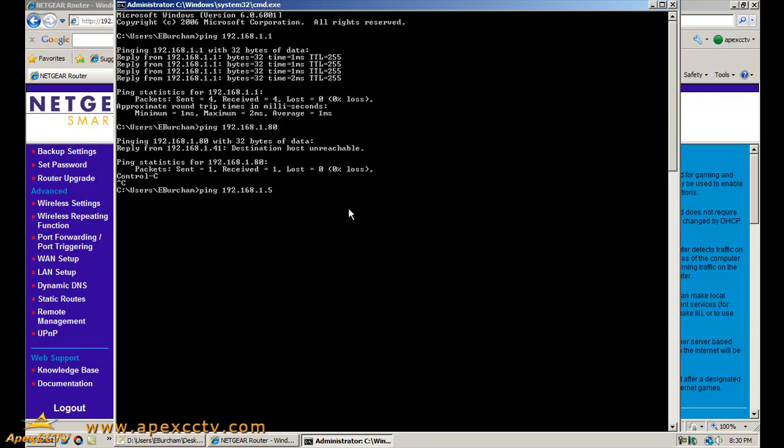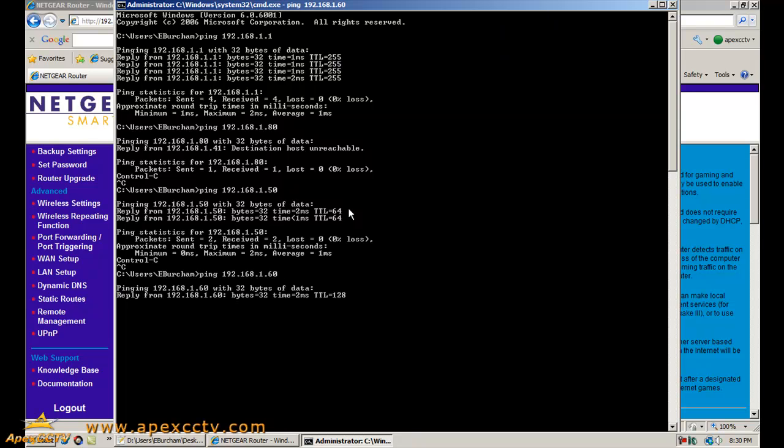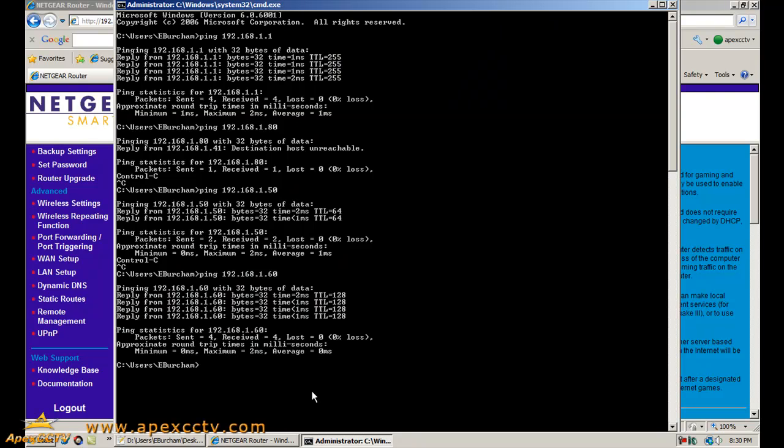Of course, I could try another round number. 50, that's taken. 60, that's taken. Anytime you see a reply from, that means there's already a device there. So you want to find, preferably, something you can remember. So I like to use round numbers, multiples of 10 or 5 if possible, and just pick one and go with that. So at this point, I feel pretty safe.